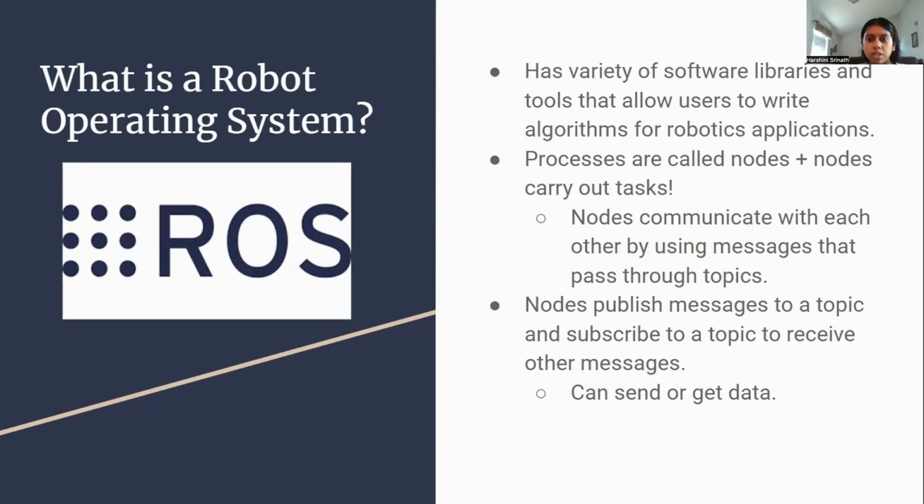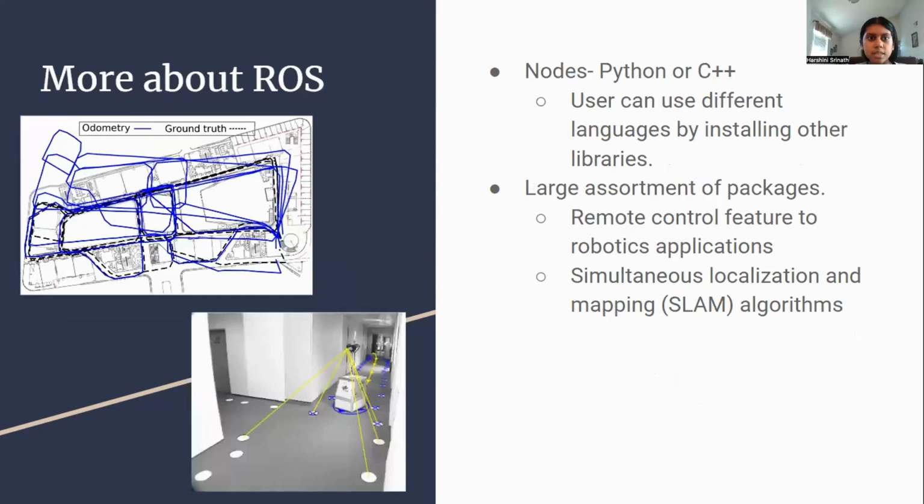And nodes communicate with each other by using messages that pass through topics, and nodes can publish messages to a topic and can subscribe to a topic to receive other messages. So when they publish to a topic, they send their data to another node, and when they subscribe to a topic, they get data from the topic. And a bit more about ROS is that nodes can be written in either Python or C++, which are just two different programming languages. Users can also use different languages by installing other libraries like ROSBridge.